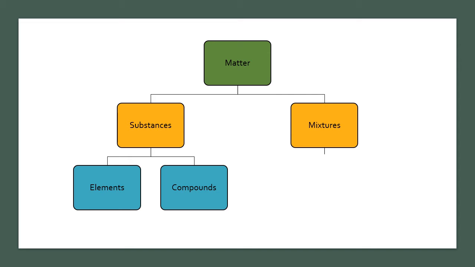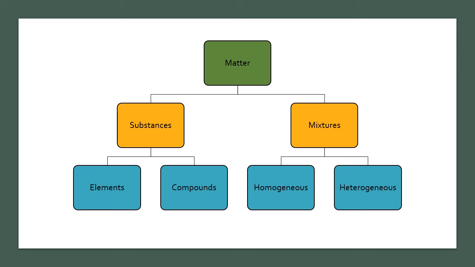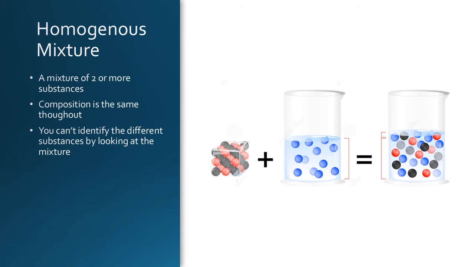Now mixtures can be further split into homogeneous mixtures and heterogeneous mixtures. A homogeneous mixture is a mixture of two or more substances whose composition is the same throughout, and you can't identify the different substances just by looking at the mixture. In the example we see here, there's a solid that's made up of red and black spheres being mixed with a liquid that's made up of blue spheres. When you mix the two together, you can see the red, black, and blue spheres are all evenly distributed throughout the sample. This is a homogeneous mixture.